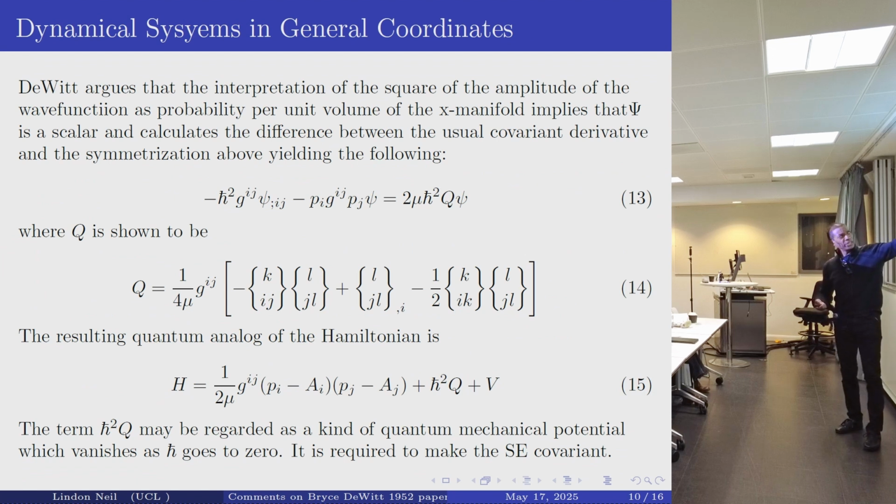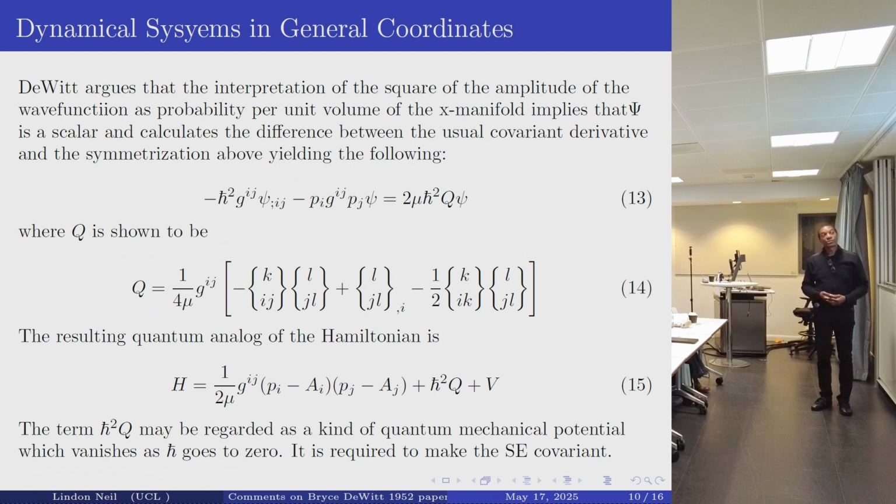Given that momentum is defined differently, he's looking at the difference between his symmetrized kinetic energy term, if you like, and the new momentum operators, and what would have been there if it was the covariant derivative that was going to be your answer. And when he works through it, he ends up finding something with 2 mu, which becomes mass, but basically h bar squared times a Q of the wave function.